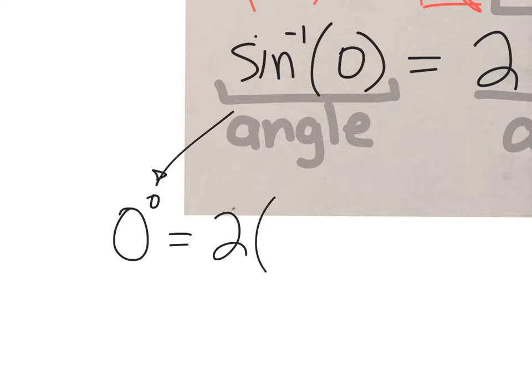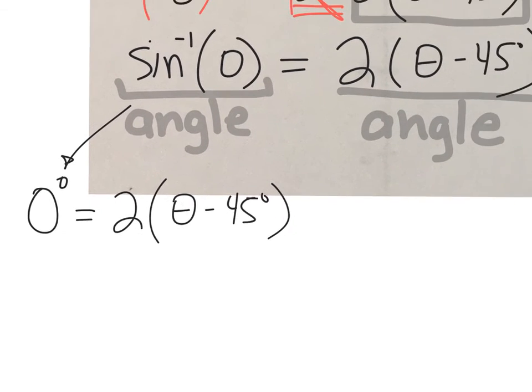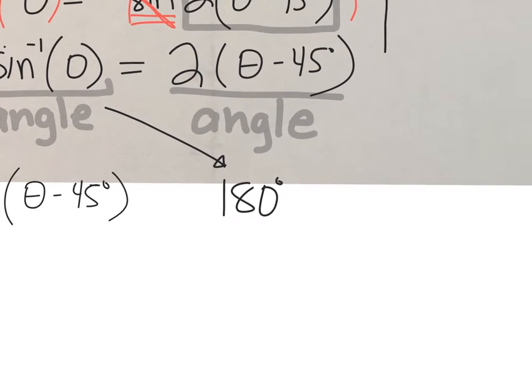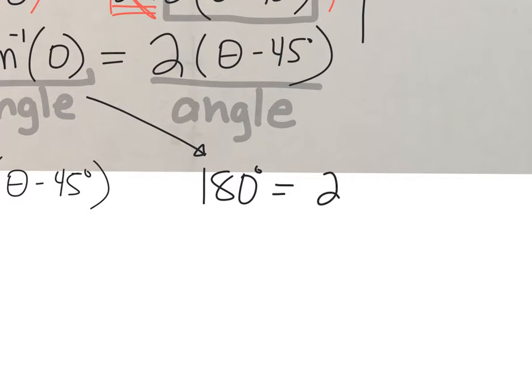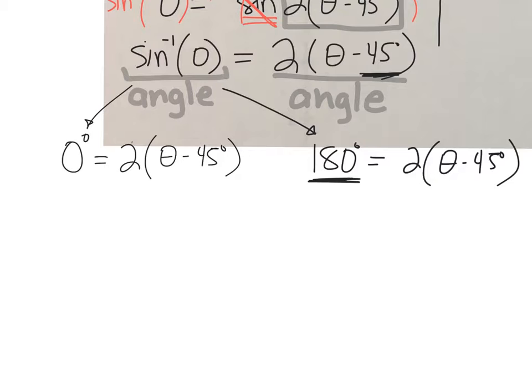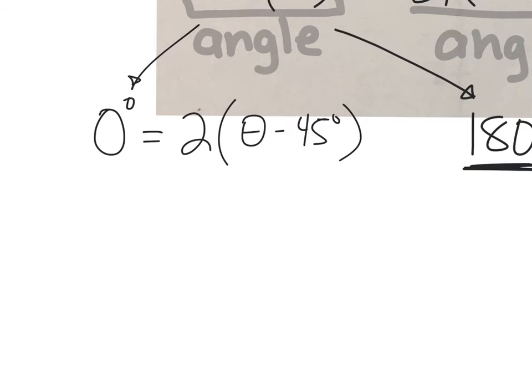So 0 equals 2 times theta minus 45 degrees. And the other place that sine is 0 is at pi, or 180 degrees, the opposite side of the unit circle. So 180 equals 2 times theta minus 45. Because this was given to us in degrees, this is a degree also, rather than a radian. If it were a radian, like a pi over 4, then all of our answers would also be in radians. But they're in degrees, so we'll work with the degrees. So one thing at a time.